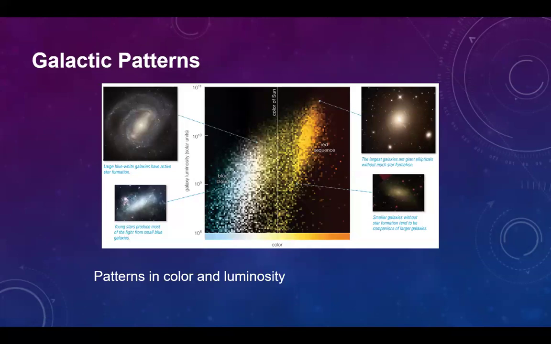So let's look at some patterns in galaxies. We can look at color or temperature and luminosity or brightness, basically making something like an HR diagram, but for galaxies. We see small blue galaxies that have lots of young stars, large blue-white galaxies that have active star formation. We have smaller galaxies without star formation, which tend to be companions of larger galaxies, and the largest galaxies are giant ellipticals without much star formation.